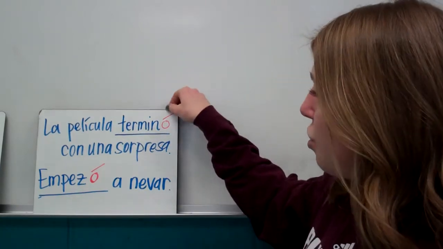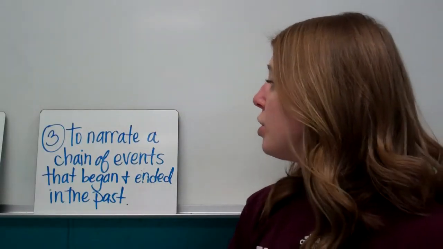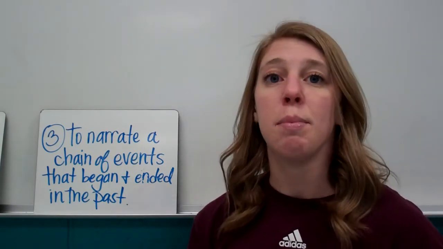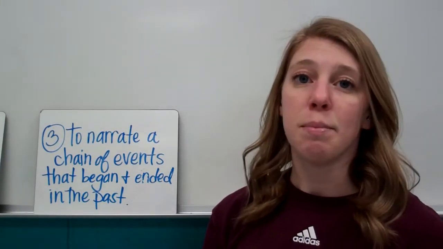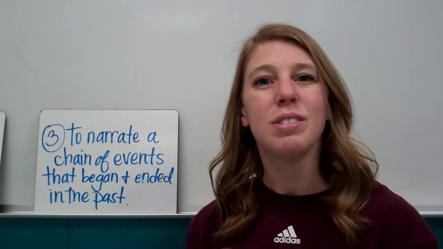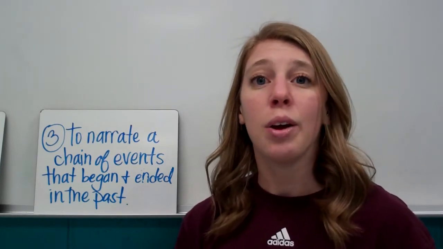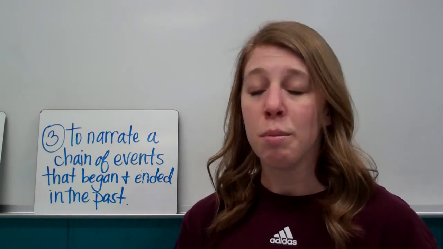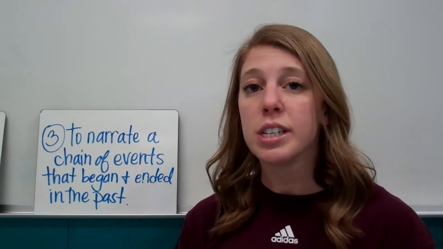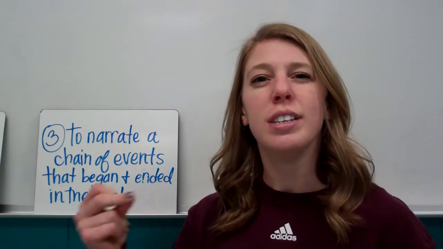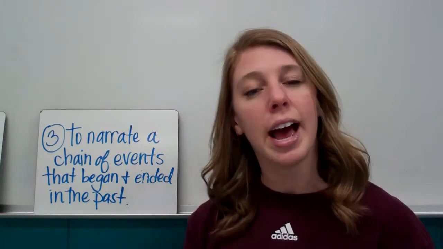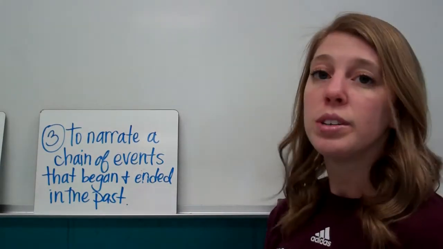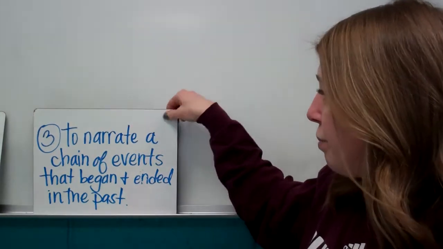Moving on to our third rule. To narrate a chain of events that began and ended in the past. So if you're going through a list of stuff that you did, like I woke up late, I ran to school, I ate breakfast really fast, I sprinted to first block. So things that are over and done with, but it's just a chain of events, like how your day was going. This is going to be in the past tense as well.